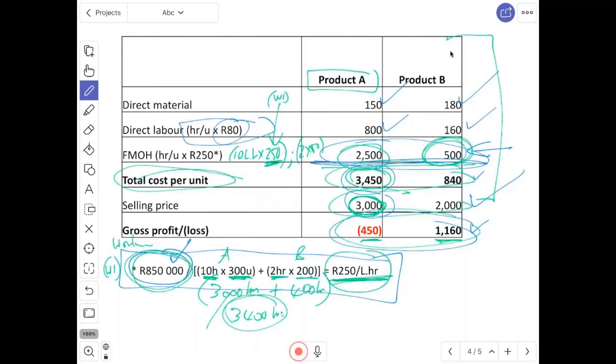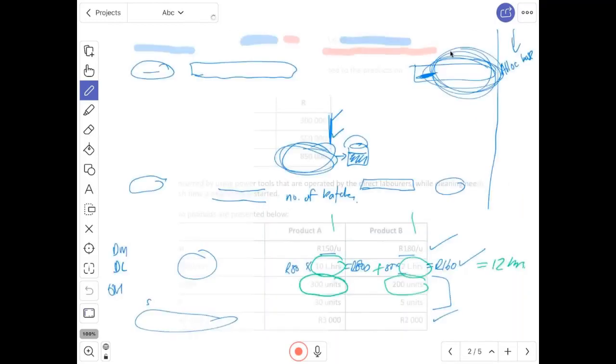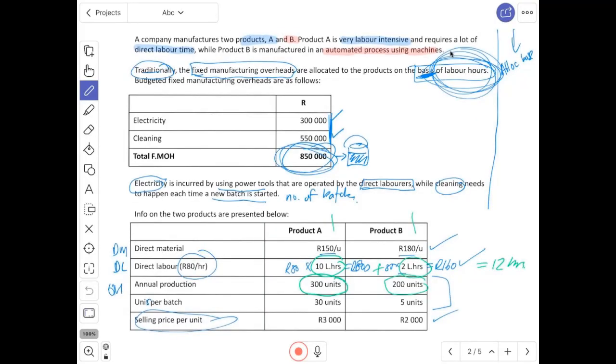So let's assume they said, okay, electricity is driven by direct labor hours. So if that relationship is a direct relationship, there is a close correlation between labor hours and electricity, then it's more accurate. And again, cleaning costs each time a batch is started. If there's a close relationship between the number of batches and the cleaning costs, then it is more accurate. So let's see what happens if we use activity-based costing. So what I want to do now is somehow get this close so that I don't have to page all over the place. So let's see.